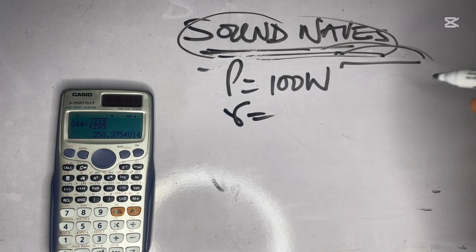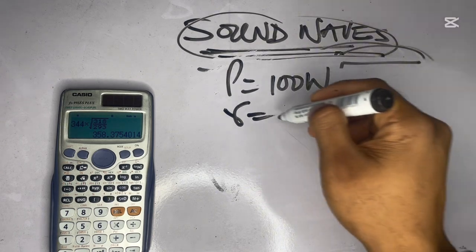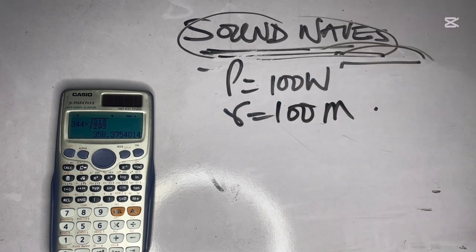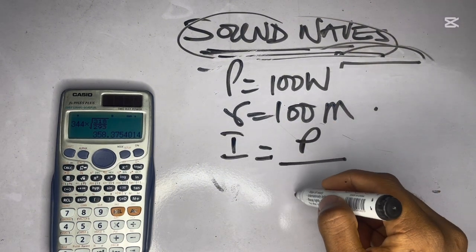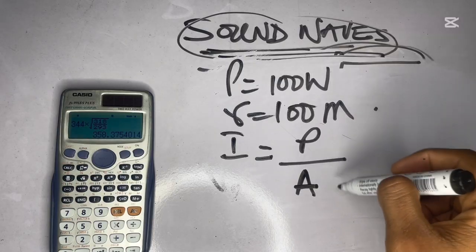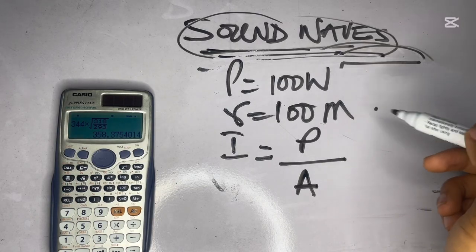So we will use r to denote distance. r is given to us as 100 meters. All right, so we're looking for intensity. Intensity I is equal to, remember I told you that it's power over area, and area is 4 pi r squared.